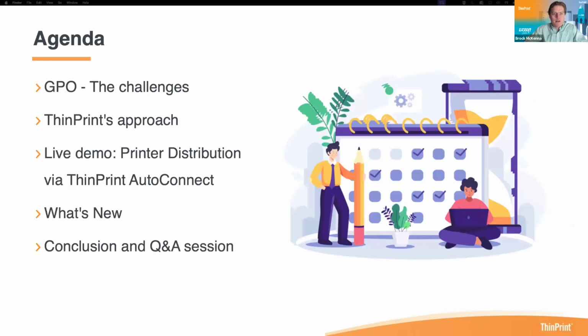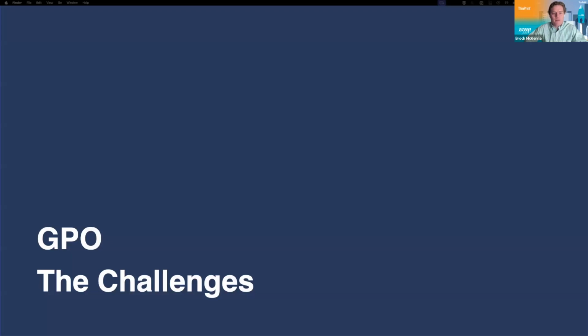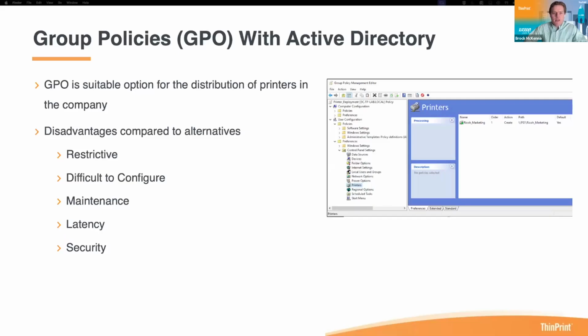On the agenda, we'll talk about GPO and the challenges faced when mapping using GPOs, ThinPrint's approach to solve that, a live demo with printer distribution via ThinPrint AutoConnect, touch on what's new, and then a conclusion and Q&A session. So starting off, GPO and the challenges.